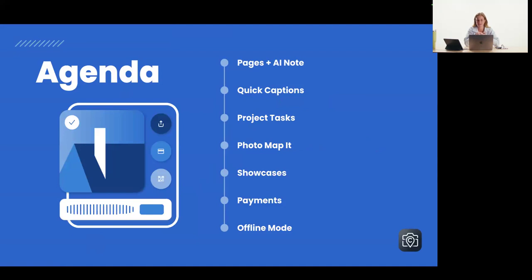We're going to cover things that we released this year. So our Pages and AI notes, so we got a lot of cool AI things coming on with CompanyCam. So going to touch on that. Quick captions, so that speech to text sort of thing, project tasks, photo map, where you can see those photos on the map, showcases. We made some adjustments there, how you can post photos directly on your website, payments within CompanyCam, really cool. And then of course, we made a little bit of adjustment with our offline mode.